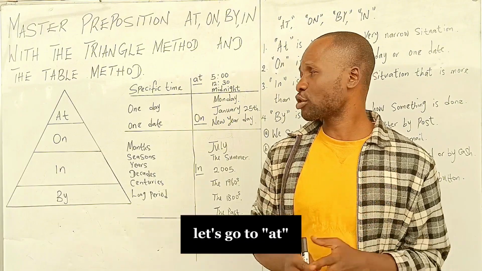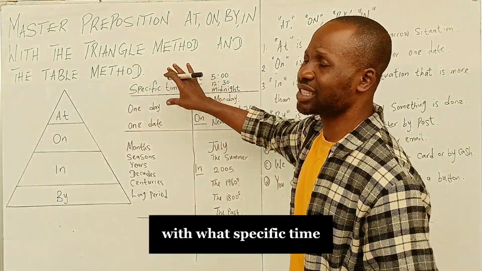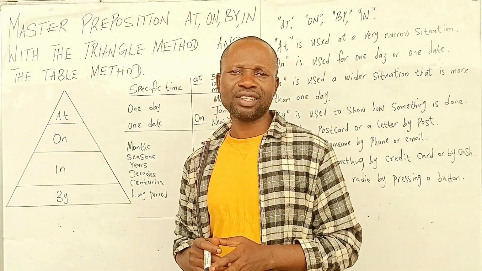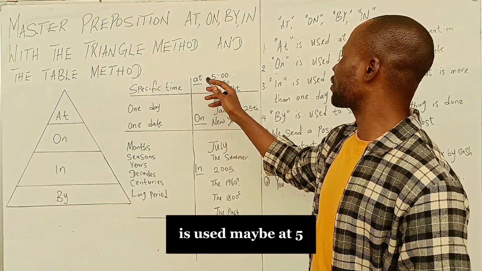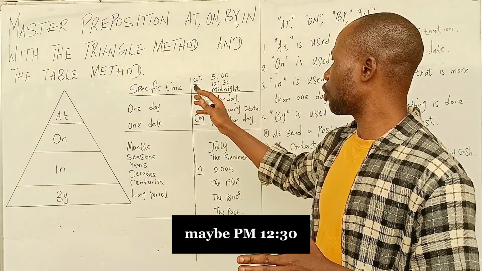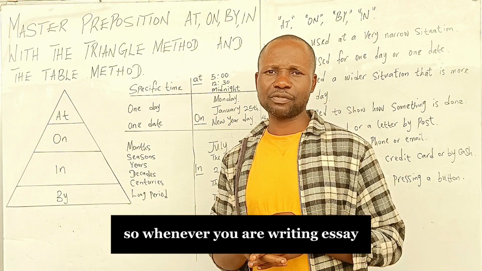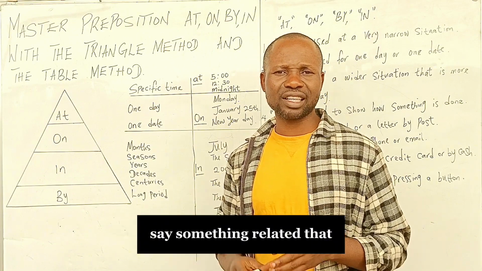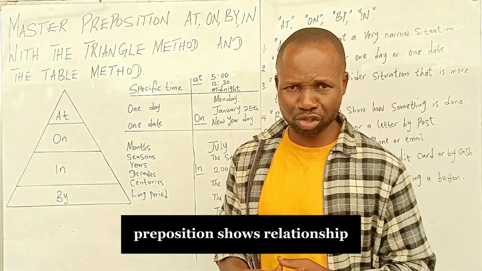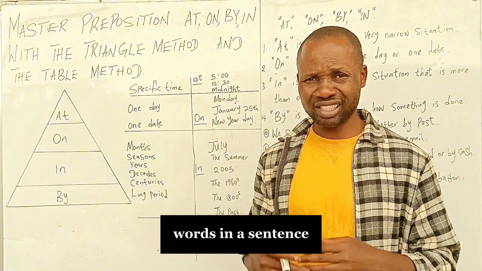So quickly, let's go to at. At is used with what? Specific time, when we are being specific. What is specific? It means to be certain. It's used maybe at 5 p.m., 12:30, or at midnight. You are being specific. So whenever you are writing an essay, you want to say something related, that you need to put the preposition. And what is a preposition? A preposition shows the relationship between a noun, a pronoun, or other words in a sentence.